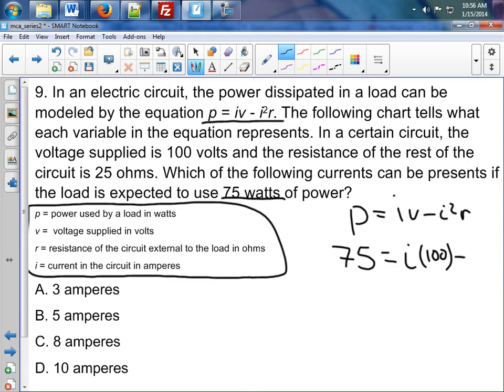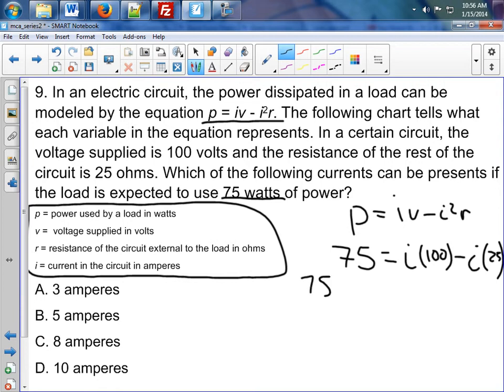R stands for the resistance of the circuit external to the load, in ohms. Am I given that? 25. I'm given R, which is 25. We are trying to find I. Any guesses how we would do this? Division. Well, let's simplify this equation.